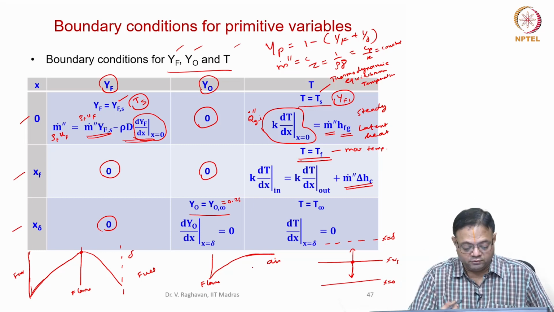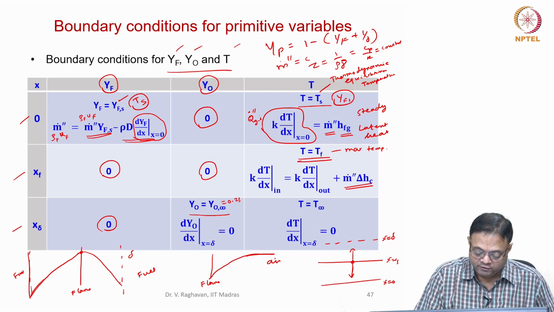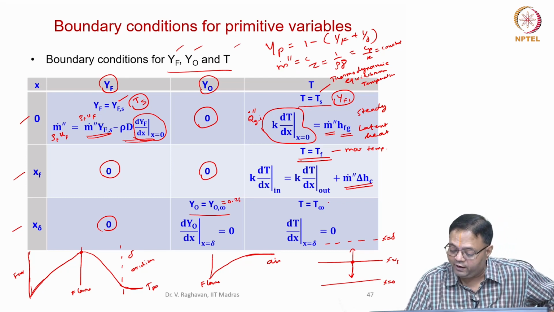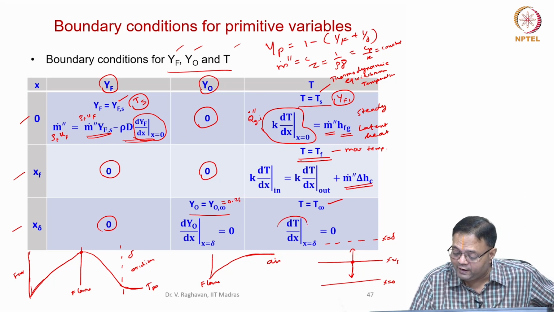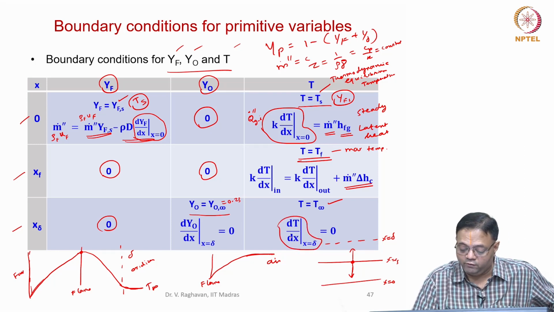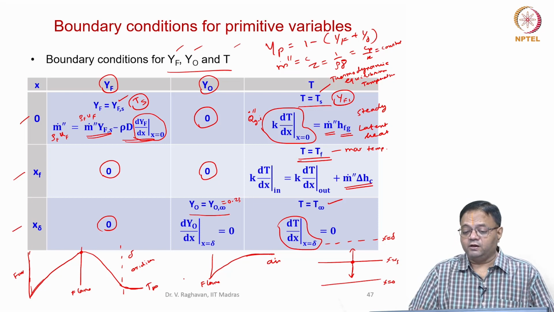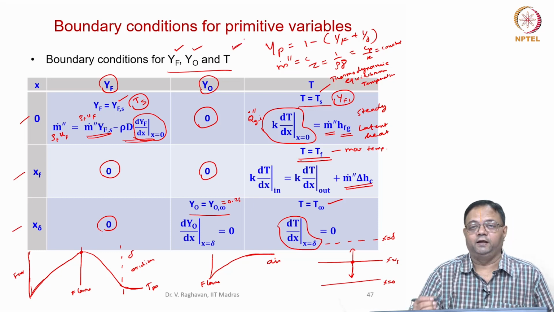Now, here this is the fuel side, this is the oxidizer side. Here it asymptotically goes to the T infinity value. So in the outer zone I can say T will be equal to T infinity, but it goes asymptotically. So the gradient at x equal to L will be equal to 0. So that is the temperature profile. These are all the boundary conditions for the primitive variables YF, YO and T.